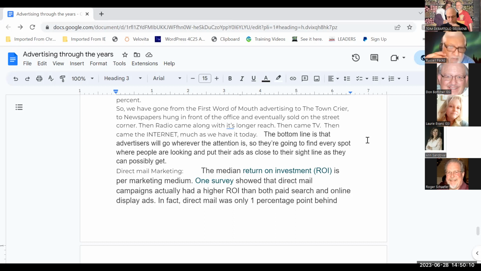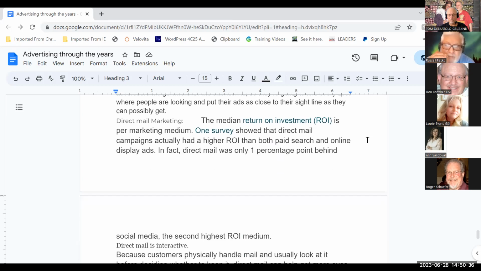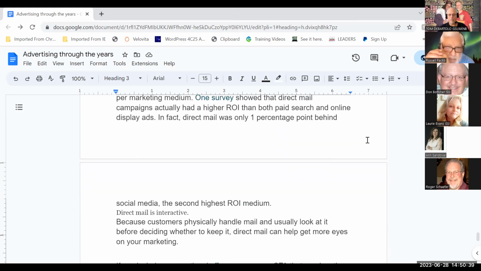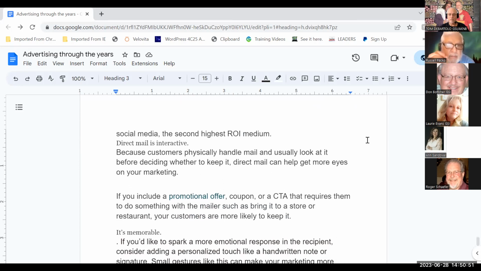Now, through this all, I saw no mention of direct mail marketing. So I went and looked. And direct mail marketing is a whole other thing. The median return on investment in direct mail marketing is over 5%. A survey showed that direct mail campaigns actually have a higher return on income than both paid search and online display ads. In fact, direct mail is only 1 percentage point behind social media, the second highest return on income median. And the reason is because direct mail is interactive.